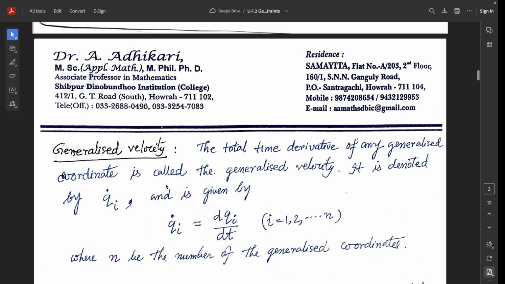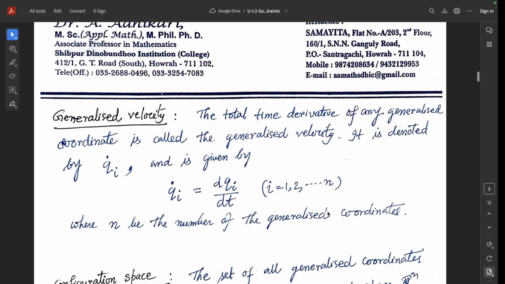Generalized velocity. The total time derivative, that is d/dt, of any generalized coordinate is called generalized velocity. It is denoted by qi dot. This dot means d/dt. Here qi dot equals d/dt of qi, i runs from 1 to n. This small n is the number of generalized coordinates, capital N is the number of particles of a system.